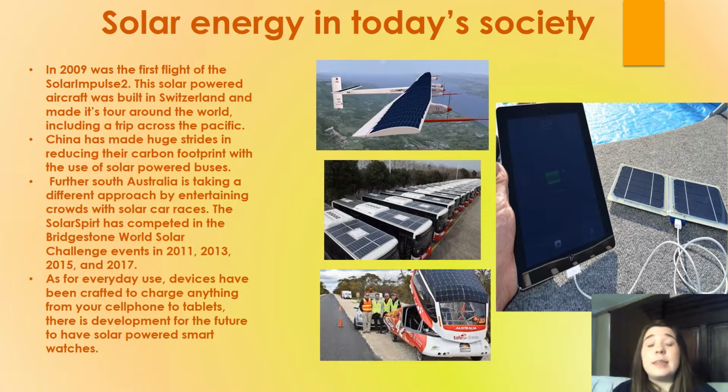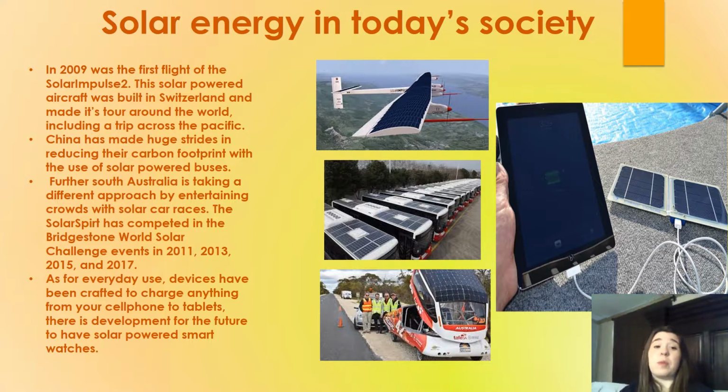Solar energy in today's society I actually found really interesting. In 2009 was the first flight of the Solar Impulse 2, which was a solar-powered aircraft that was built in Switzerland. It had solar panels put all over the top of the wings, and it made its first tour around the world and included a trip across the Pacific.